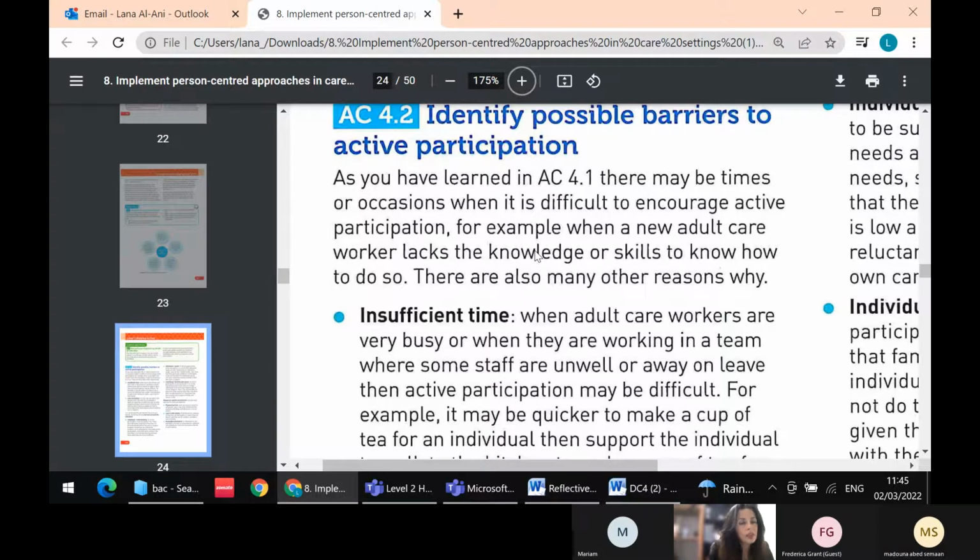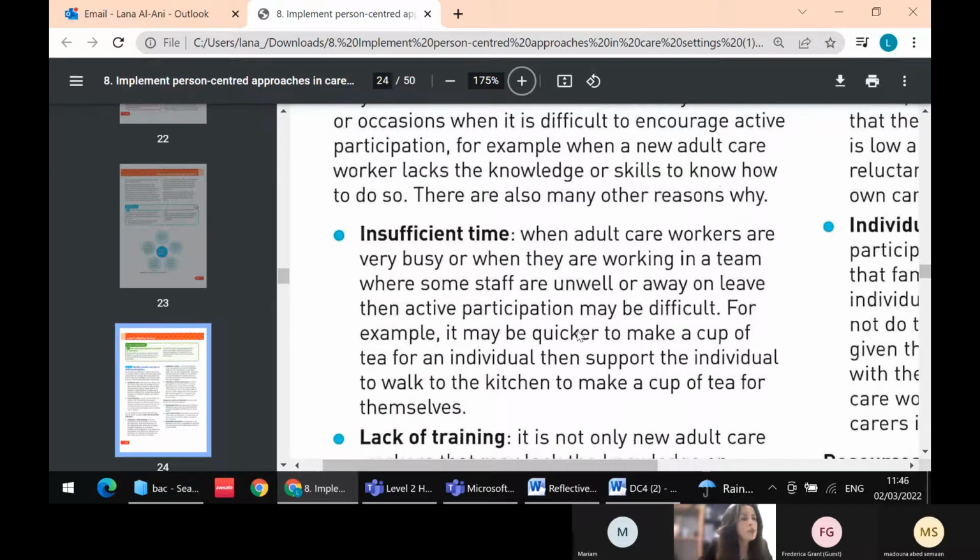Sometimes it's difficult for us to encourage people to take part. Why? Because they are not interested. Some of the people might not be interested in taking part or being actively involved in their own plans. Or sometimes it's really difficult for us to manage that. Why? Because there is not sufficient time. I have so many people to care for. I don't have time for that. So, first of all, insufficient time.